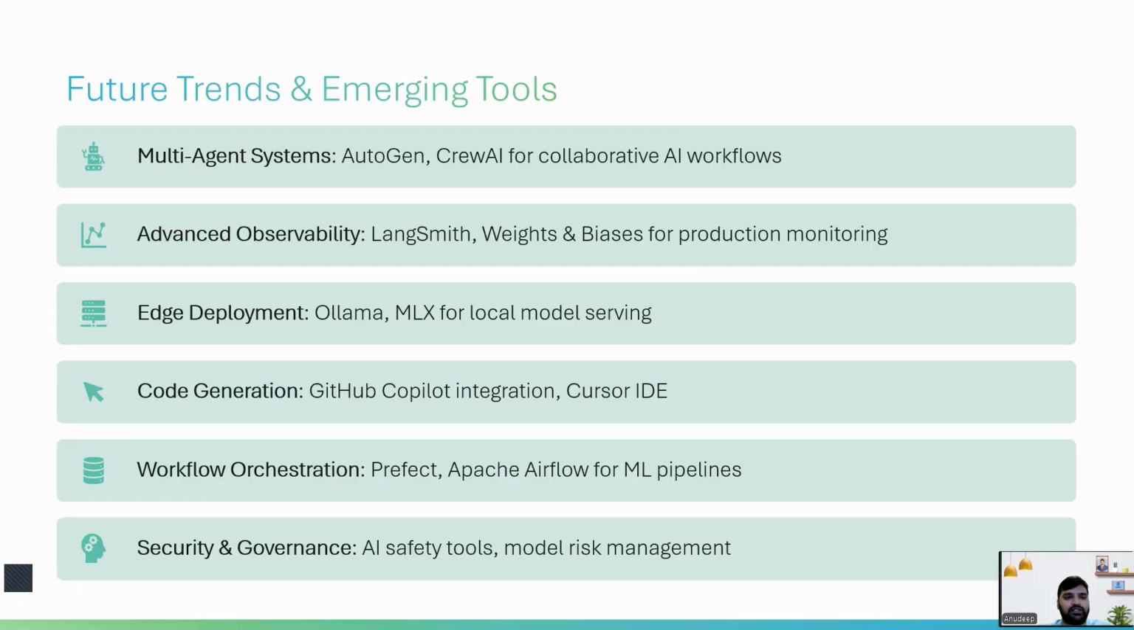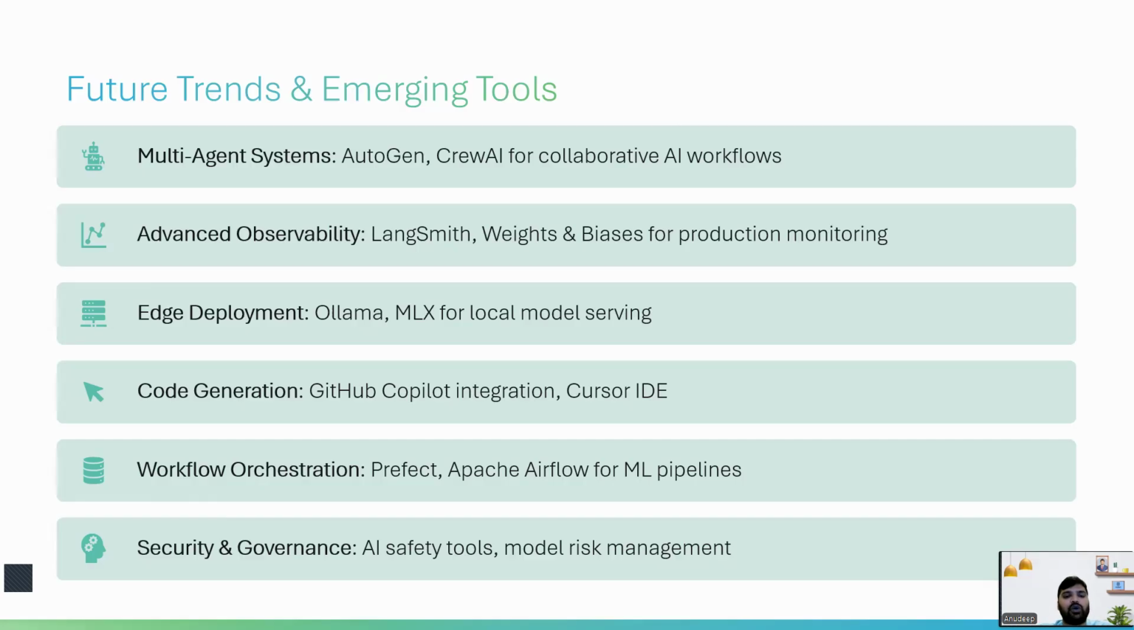Now, what are the future trends? As I told you, the future is all about multi-agent systems coming out from Azure, AutoGen, CrewAI, and collaborative AI workflows. And there are advanced observability aspects coming out of LangSmith. Edge deployment, as in if we want to deploy on our local machines, we can use Ollama, which was from Meta. For code generation, we can do GitHub Copilot integration within our IDEs. For example, my VS Code has Copilot integrated in it.